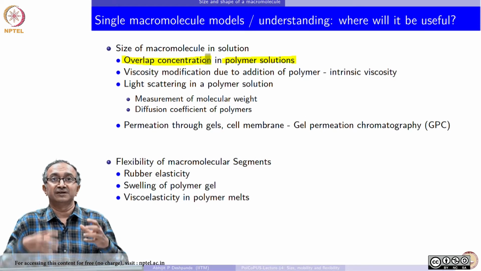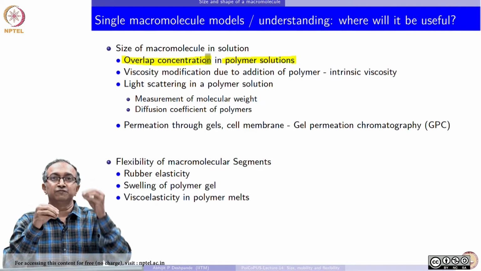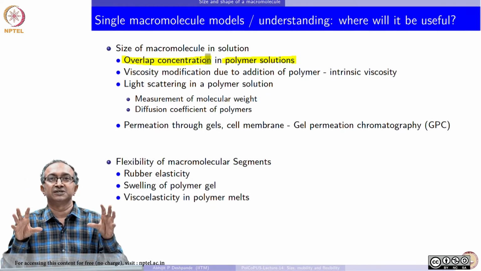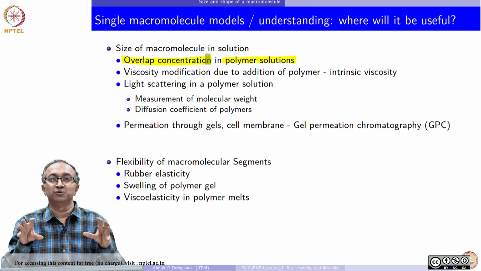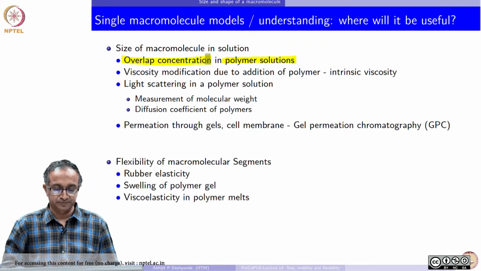Now this polymer is a coil-like object, and if we put few polymer molecules, they will be separate and away from each other. But if we start adding more and more polymer, then there is a chance of them overlapping. So we can define a solution to be dilute or non-dilute depending on what the overlap concentration is.